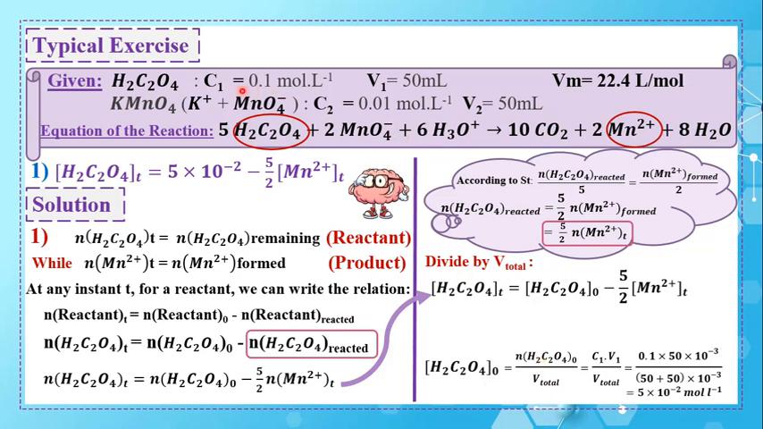So it is equal to C1 times V1 over V total equal to 0.1 times 50 times 10 to the power minus 3. V total is equal to V1 plus V2. It is equal to 50 plus 50. We multiply by 10 to the power minus 3 to convert to liter, and we will obtain 5 times 10 to the power minus 2, which is this value. So we can replace it to have the relation I want to verify.